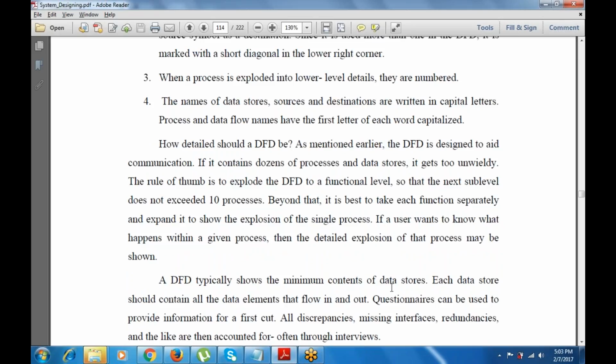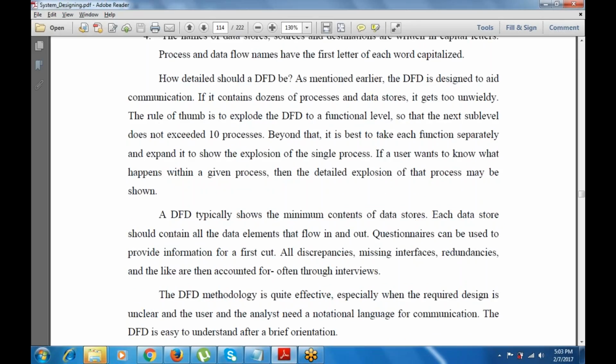The DFD typically shows the minimum content of the data store, and each data store contains whatever elements flow in and whatever elements flow out. There are two parts, one is the flow in, one is the flow out, and questionnaires can be used to provide the information for its first cut.